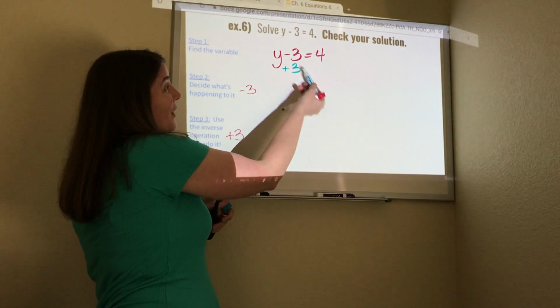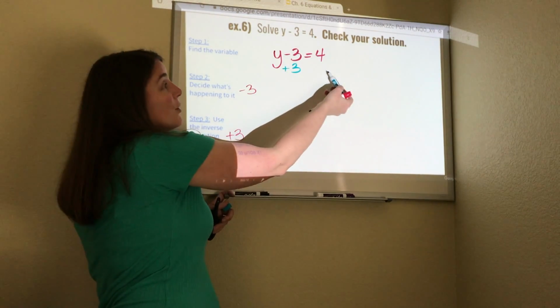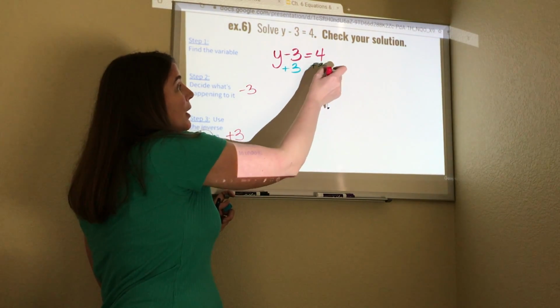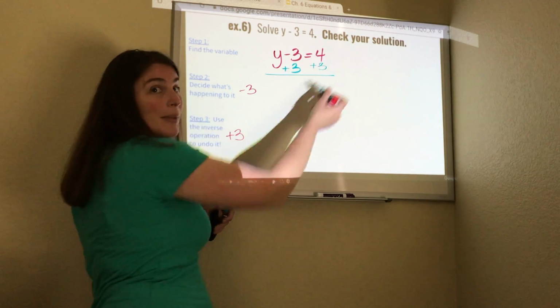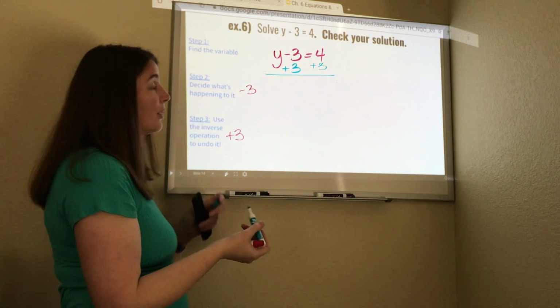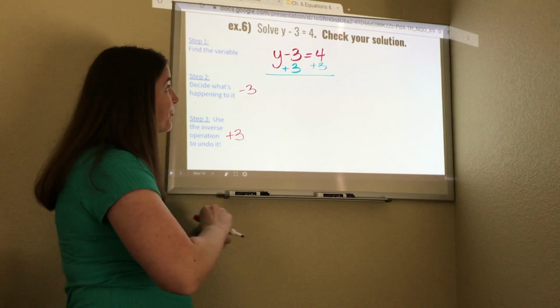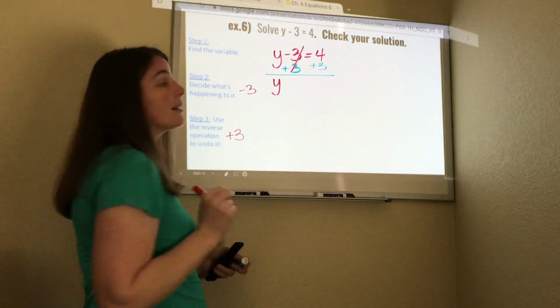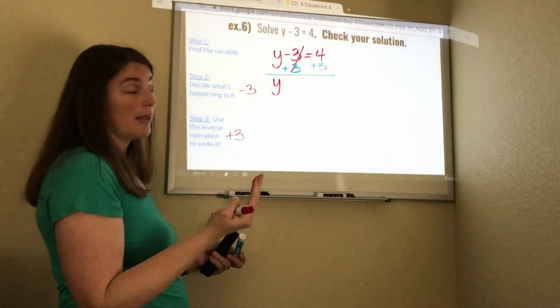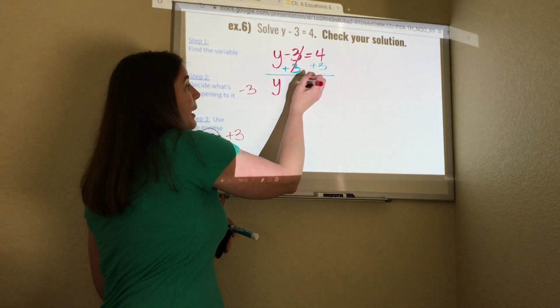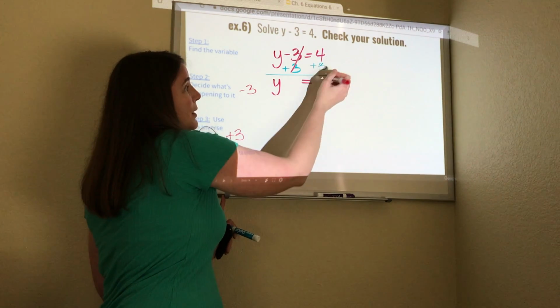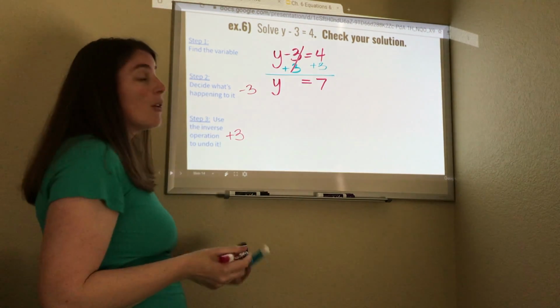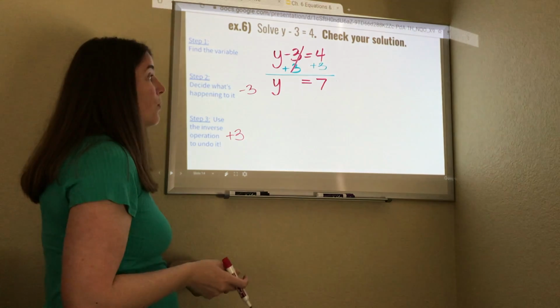Okay? So if I do it to the left side, I'm going to do it to the right side. And I'm going to put it under the 4 because they are like terms. I can combine them just like we learned earlier. Okay? So this is y. The 3's will cancel out because 3 minus 3 is 0. I'm going to put my equal sign down. And then 4 plus 3 is 7. So my possible solution is y equals 7.